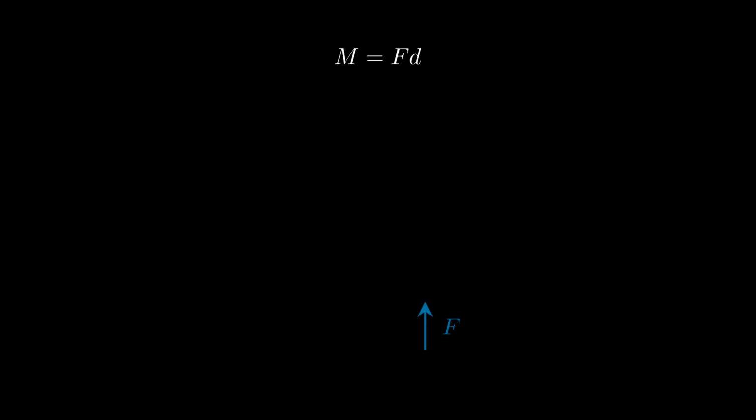Now let's take a look at the distance part. Before we can measure a distance, we need some reference point to measure from. You can pick any point you want as your reference point. The point you pick will depend on the moment you're interested in looking at. For the door example, we're interested in how the force you apply to the door makes the door rotate. Since the hinge is the center of rotation for the door, that's a good spot to use as the reference point.